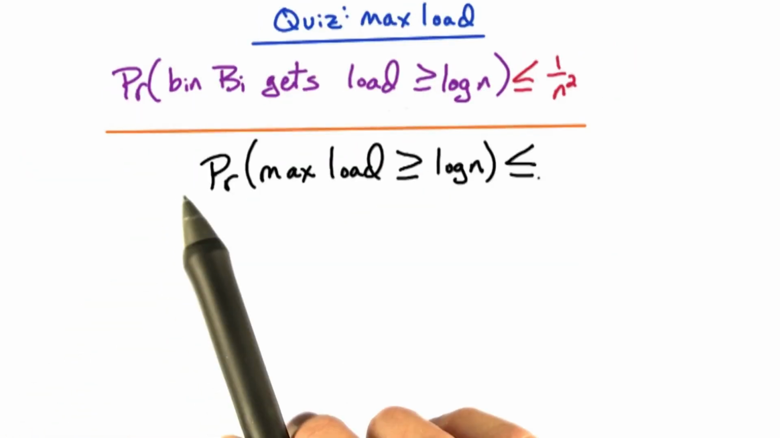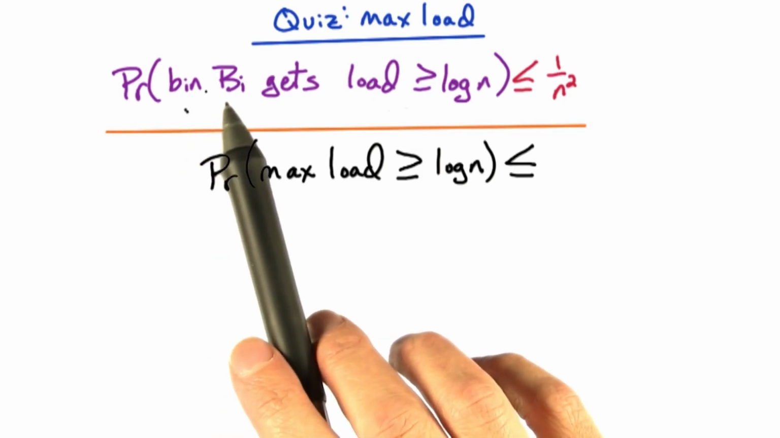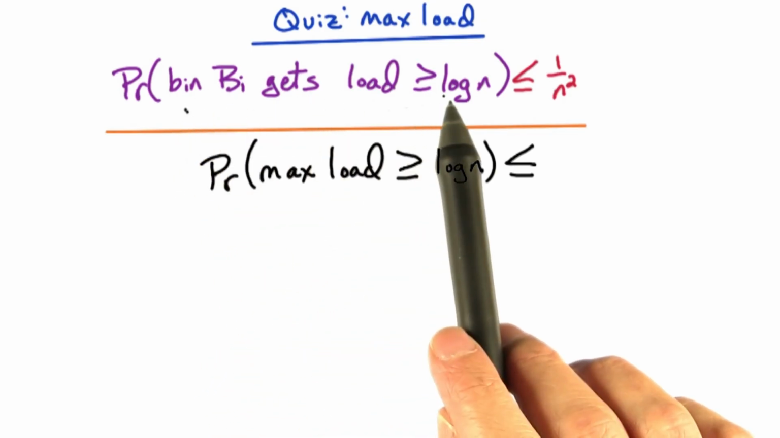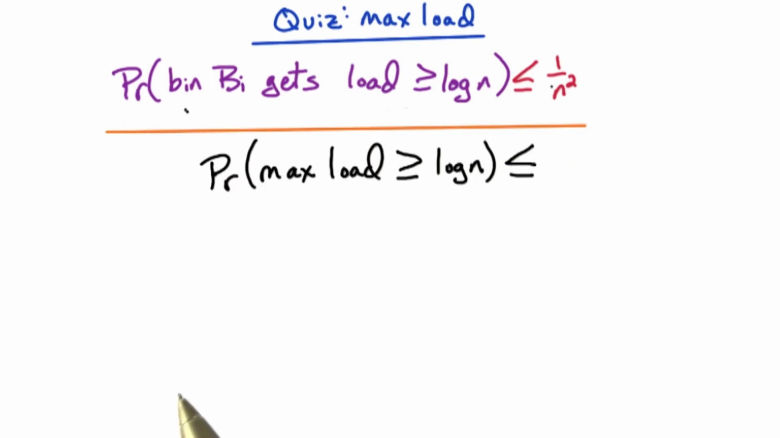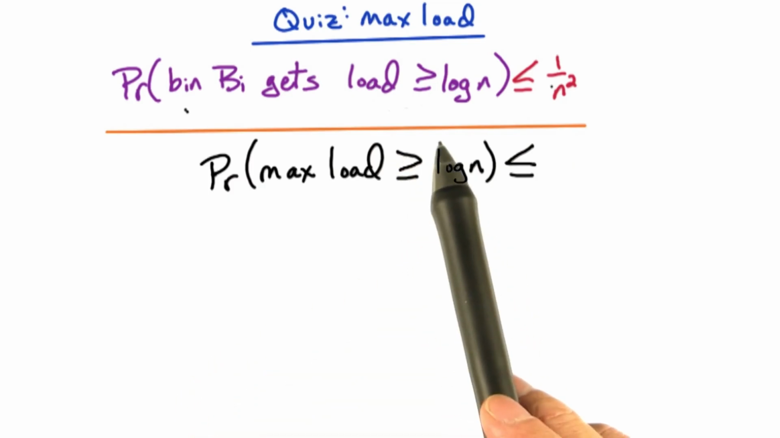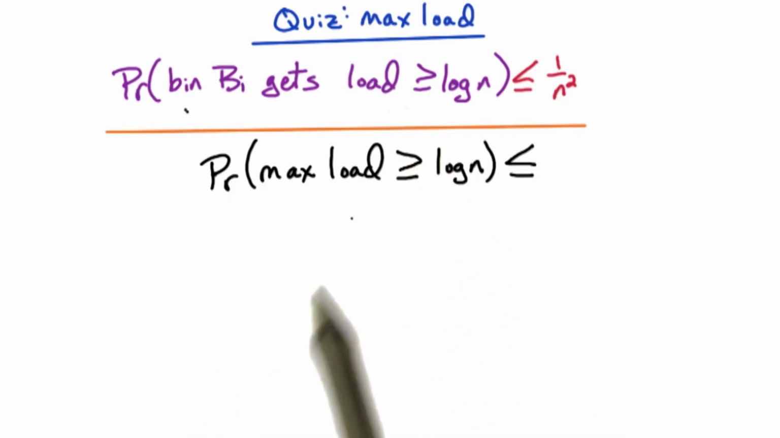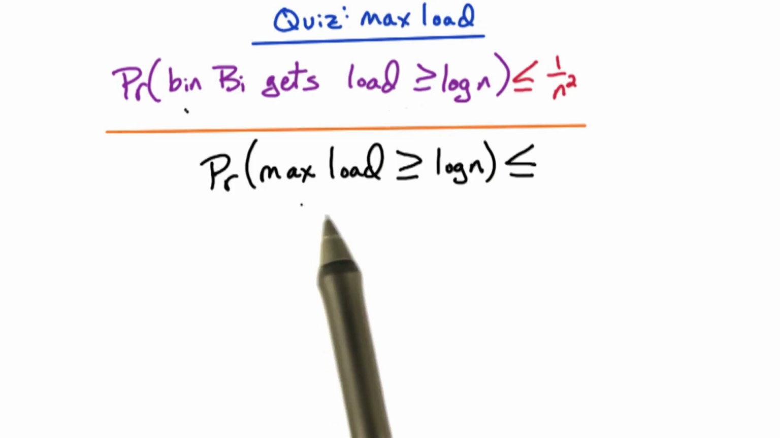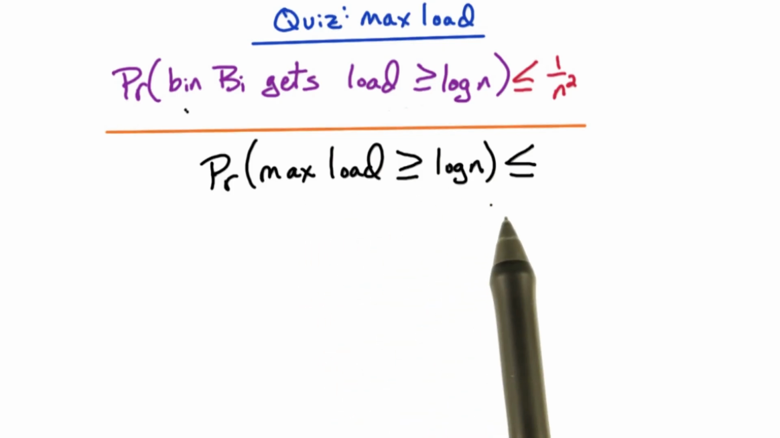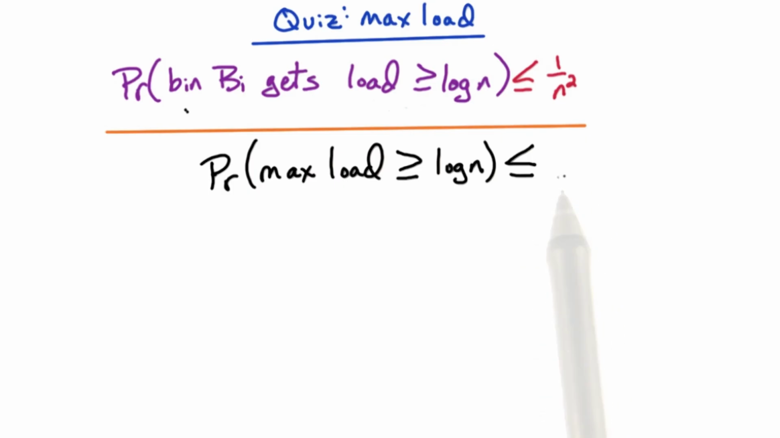Now what we saw on the last slide was that the probability that a particular bin b_i gets load at least log n is at most 1 over n squared. Now, can we use that to bound the max load? Can we upper bound the probability that the max load is at least log n? Why don't you go ahead and write this quantity here. If you have trouble doing it, don't worry, we'll go through it in a minute.